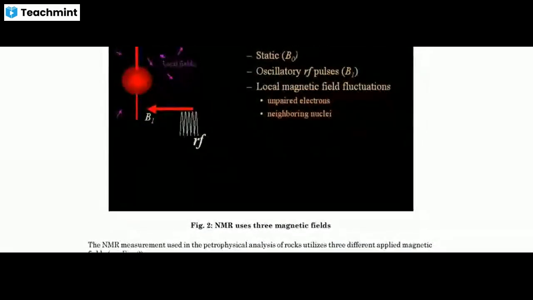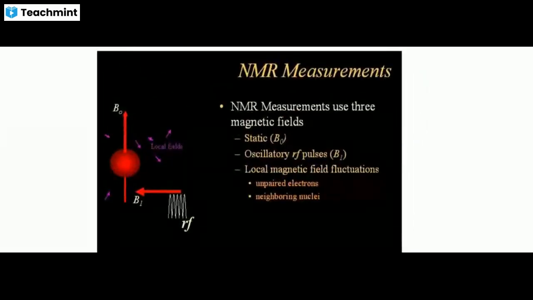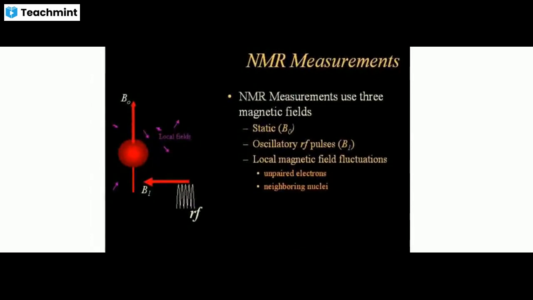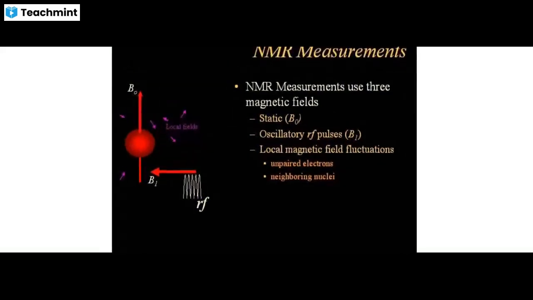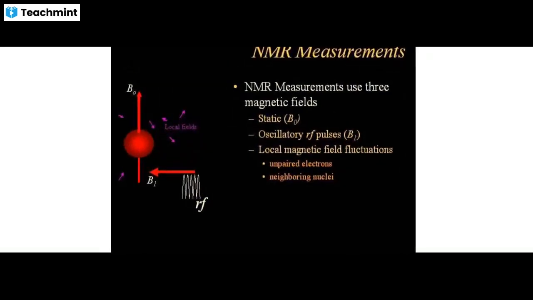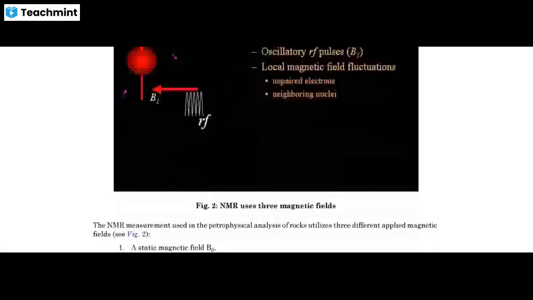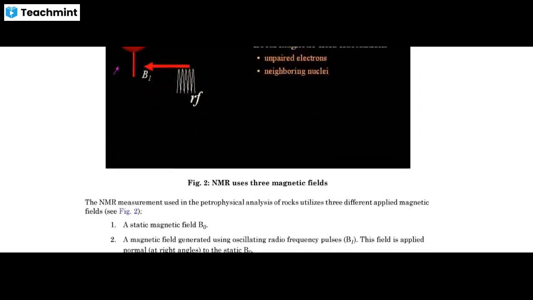NMR uses three magnetic fields. In NMR measurements you can see the three magnetic fields: the static field B0, then the oscillatory RF pulses B1, then local magnetic field fluctuations from unpaired electrons and neighboring nuclei. There is some basic physics involved here also. You can see the diagram of B1 versus B0 with RF. So NMR uses three magnetic fields.